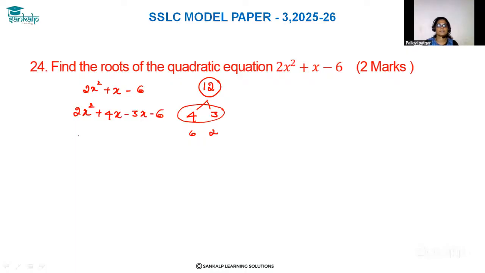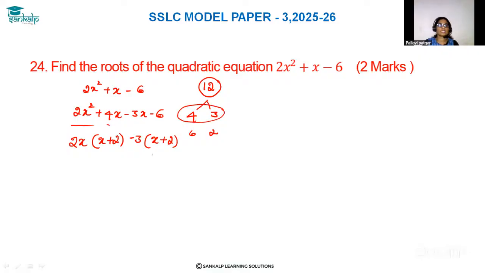So what is the common term in these 2 terms? 2x. So in the bracket, x plus 2. So here minus 3 is common. So x plus 2. Look, plus minus minus 3 into x is 3x. Plus minus minus 3 2s are 6. Okay. So alright.